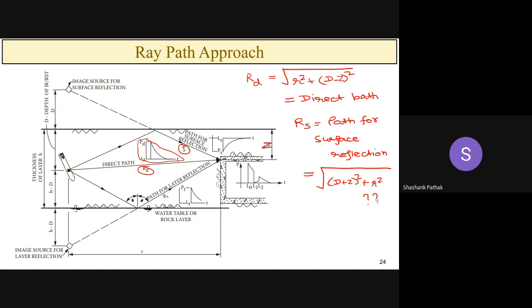Sir, it would be square root of r by 2 whole square plus z square, plus square root of r by 2 whole square plus d square. This one? Yes, RS. This is looking even more complicated. It will be something very simple, but there is a very small mistake. Sir, I interchanged the r and z. Yes, so this should be z square.